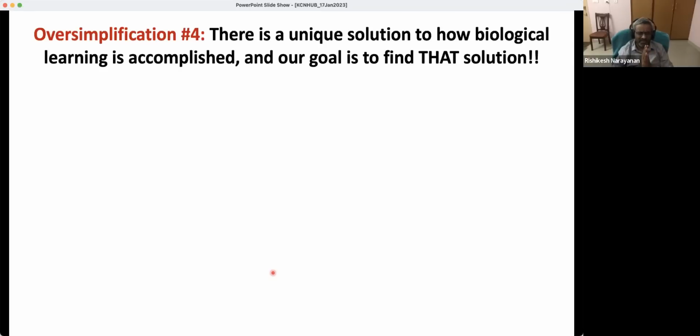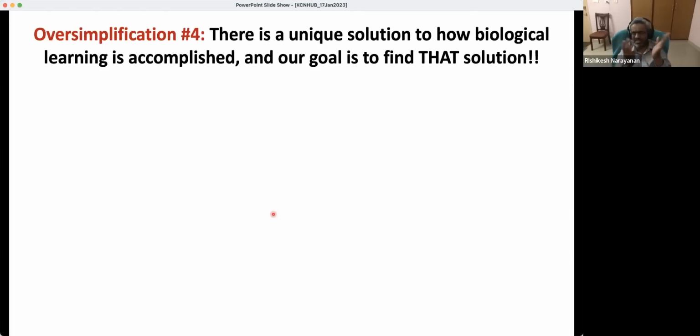The fourth oversimplification, all of these are strong research themes in our lab, but this is probably the strongest research theme, which Steve also alluded to at the beginning of the talk. I come from an engineering background, so for me to think of even multiple solutions is kind of beyond my thinking capabilities. Therefore, I used to think of biological solutions also to be kind of unique. There is one solution that is present over there, and we are supposed to find that solution, right? So that is how I used to think of biology when I first came into biology.